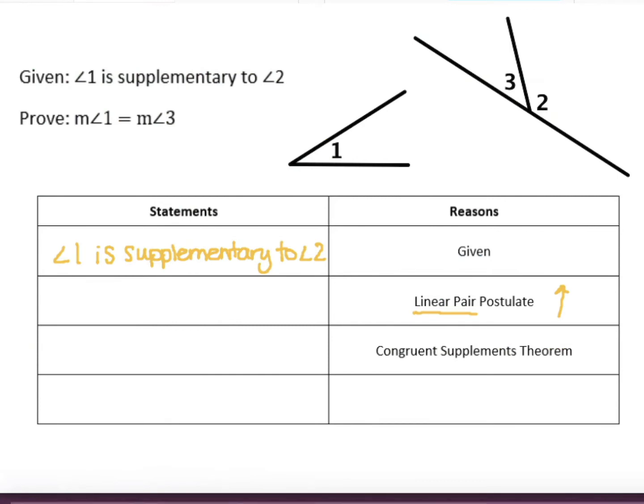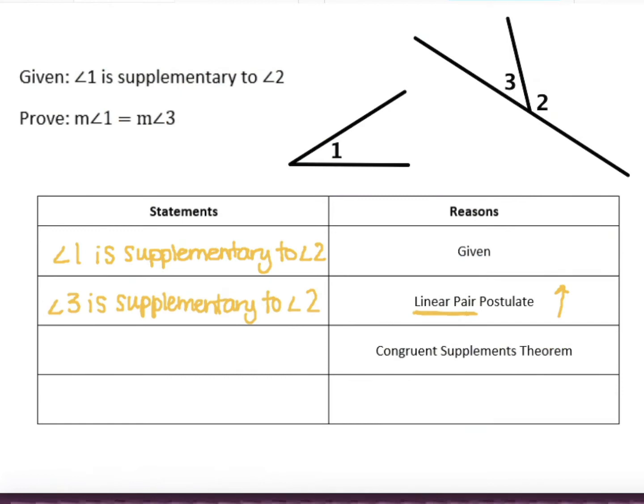So we could say that angle 3 and angle 2 are supplementary, or putting that another way, angle 3 is supplementary to angle 2. So again, the linear pair postulate allows us to use the word supplementary.